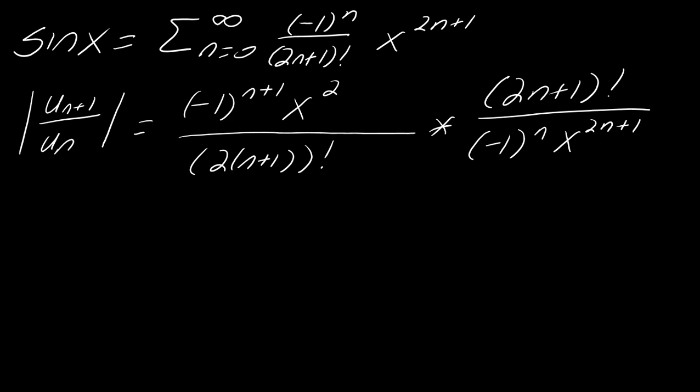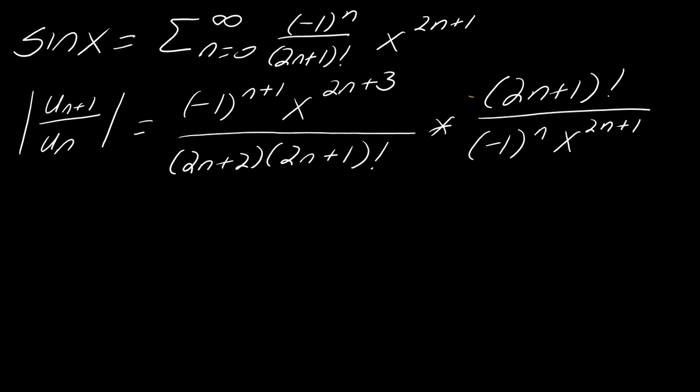So this will be 2n plus 3, and this will be 2n plus 2. Okay, so now I can see a little bit more that I can do to this. I can rewrite this 2n plus 2. I'm just trying to make this so that I can save a little space here. So let's call this 2n plus 2 times 2n plus 1 factorial.